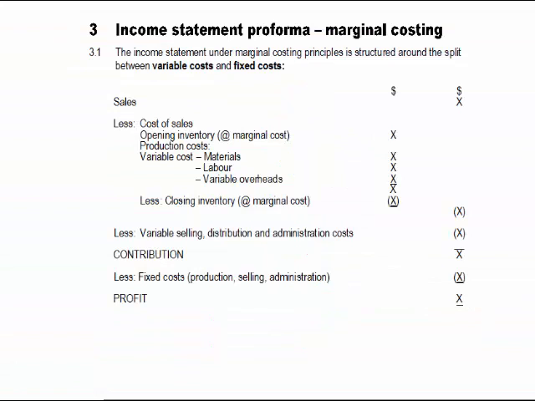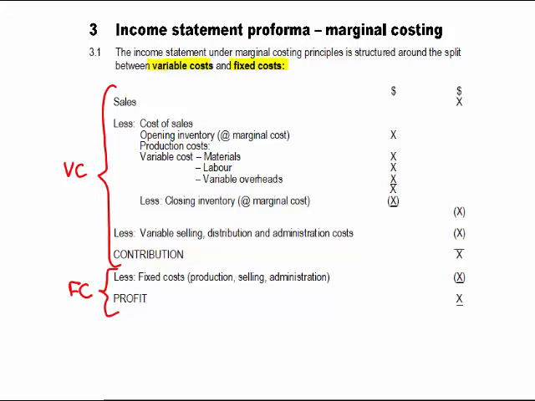If we look at the income statement pro forma using marginal costing, we can see it's structured differently than it was when we actually did this using absorption costing. In absorption costing, the split between the top half of the statement and the bottom half of the statement was production and non-production costs. This is different. The top half of our statement, right the way down to contribution, is going to be our sales minus our variable costs. The bottom half is going to be to take off our fixed costs. So the emphasis between top and bottom is variable and fixed, and not production and non-production.